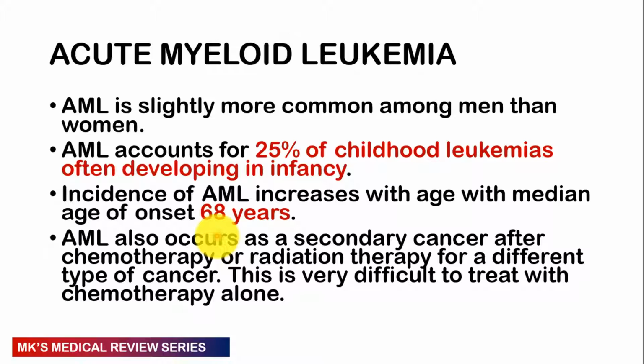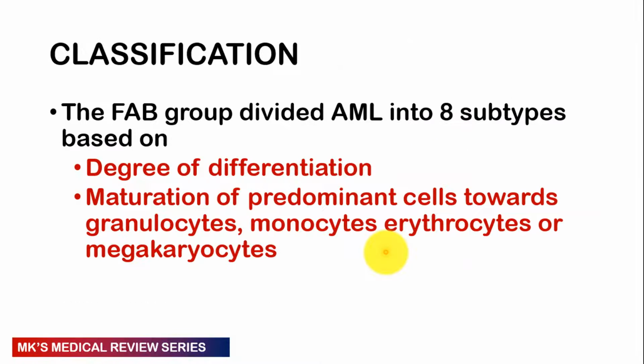And these cancers can occur as secondary cancers after an individual gets chemotherapy or radiotherapy for a different type of cancer. Then they develop acute myeloid leukemia as a complication. And this tends to be very difficult to treat with chemotherapy alone.